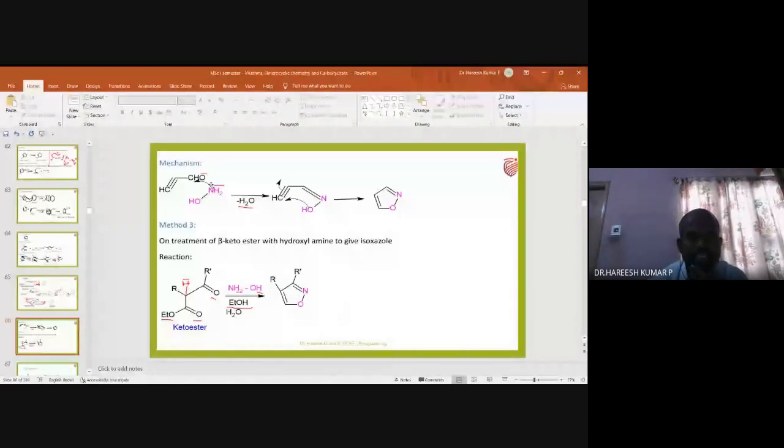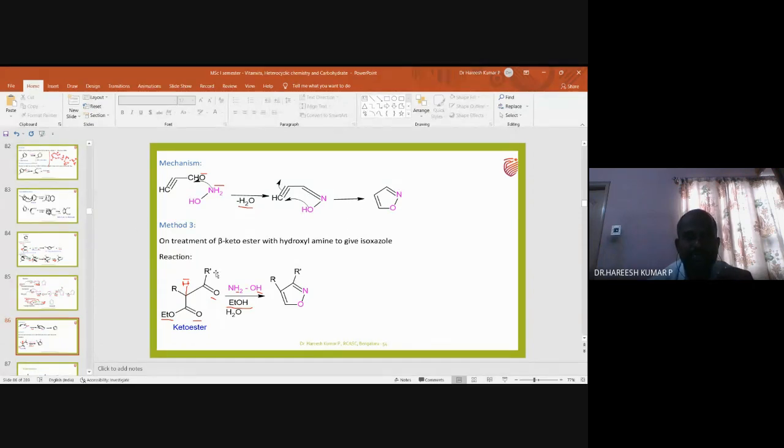So this is the mechanism. So propargyl aldehyde, how does it react with hydroxylamine? N is forming a double bond with this carbon, and oxygen and H2 are going out. So the double bond is obtained. And oxygen will form a bond with this carbon, and this proton picks up this bond pair. So that is how isoxazole is obtained.